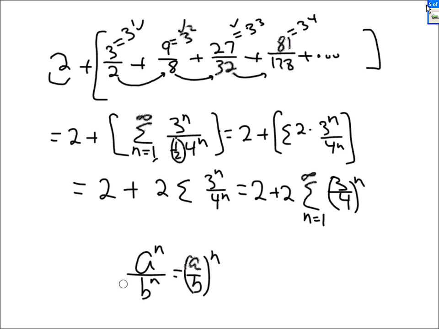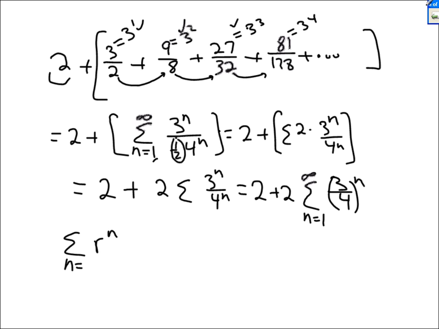Okay. Now, the problem we have right now is we have this rule that says that the summation of r to the n, as n goes from 0 to infinity, equals 1 over 1 minus r, providing r in absolute value is less than 1. Let me look that up really quickly. Now, our problem is that we're starting at 1.